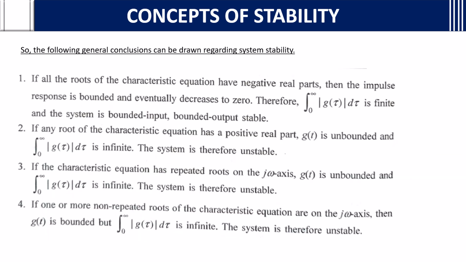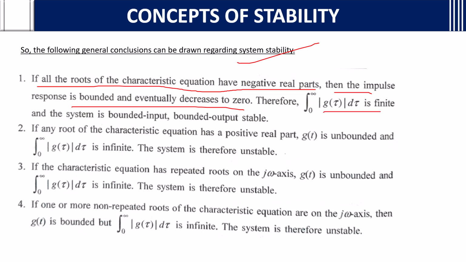So the following general conclusions can be drawn regarding system stability, based on the previous examples, previous images. If all the roots of the characteristic equation have negative real parts, then the impulse response is bounded and eventually decreases to 0. Therefore, the integral from 0 to infinity of g of tau d tau, the integral of the impulse response, is finite and the system is bounded input, bounded output stable.